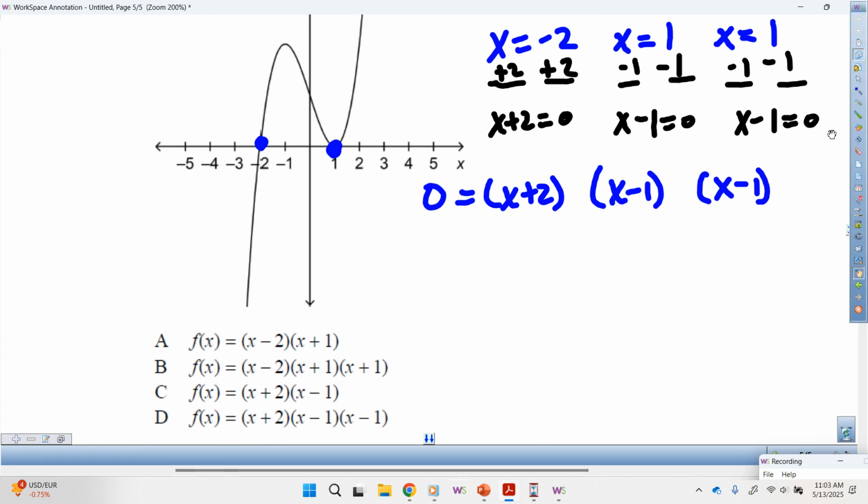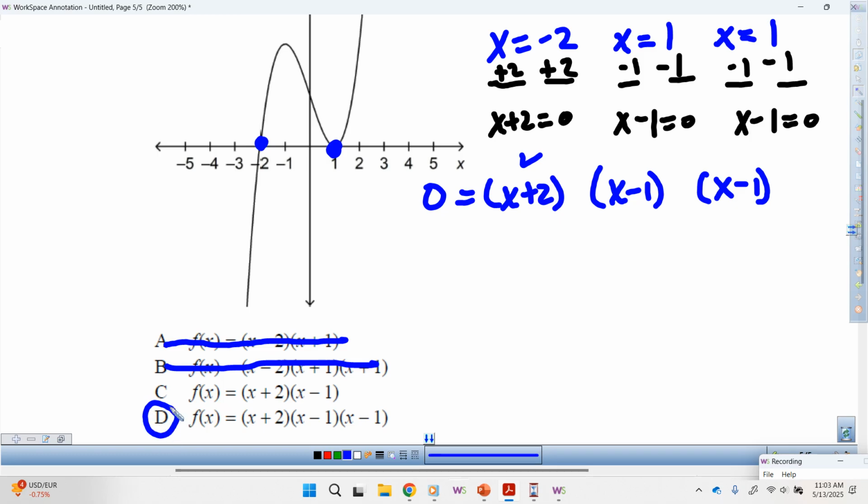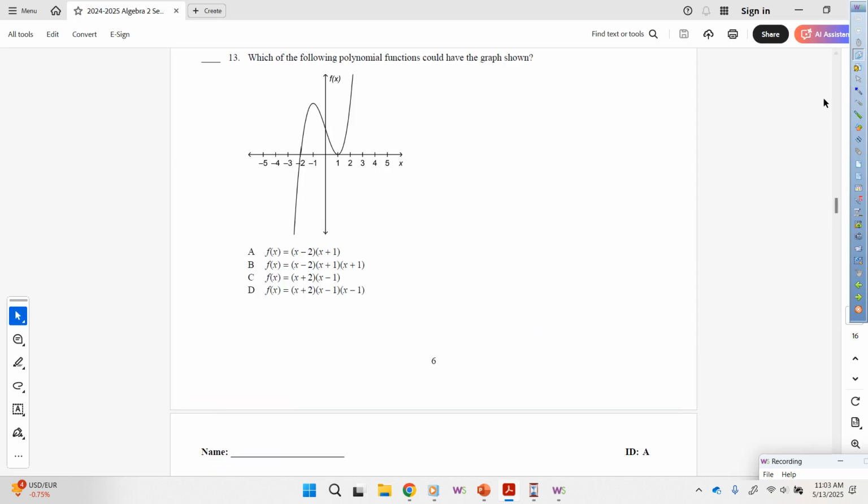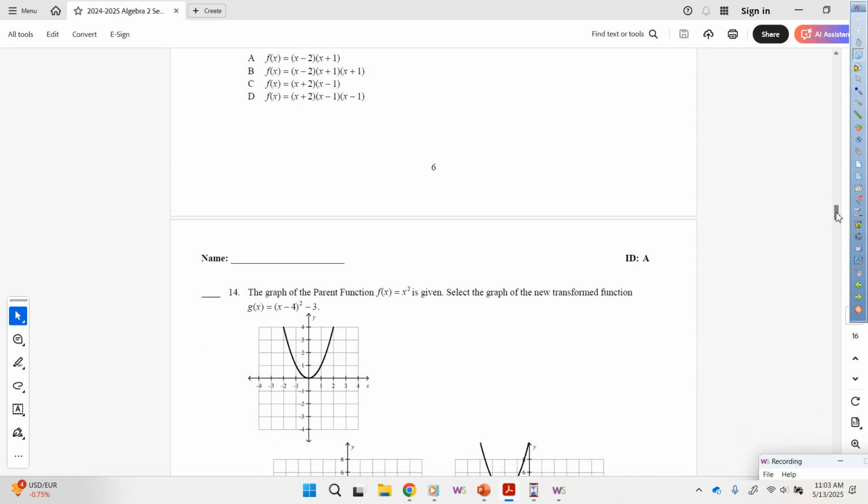All right, let's match them. Let's see. x plus 2. This one, no. This one, no. This one, yes and yes. Okay, so far both of them have that. But then we have x minus 1 twice, so the correct answer is D. Are we doing okay? Yes? Good? All right. Go to number 14.